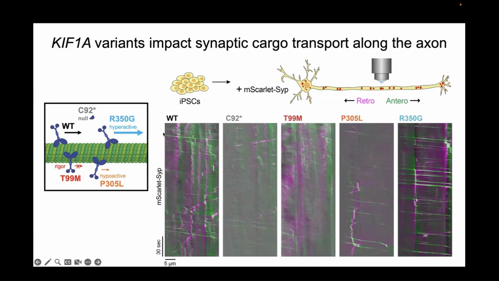And you can see in wild type, you've got these nice green movements. With the hyperactive, where it goes too fast, too far, you can actually see that happening. These cargoes are streaming by faster than normal, and there's a lot of them. Whereas a more extreme example on the other side is that rigor mutant that binds the microtubule and doesn't let go. You see very few cargoes moving in this case.